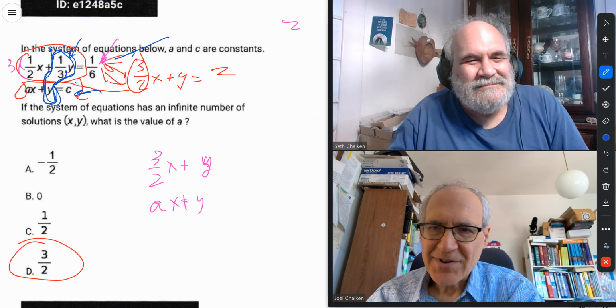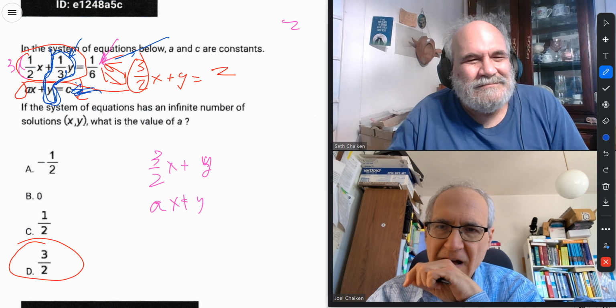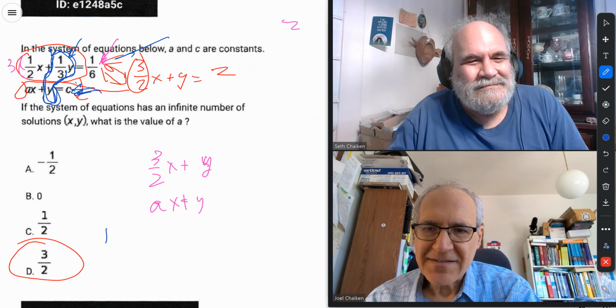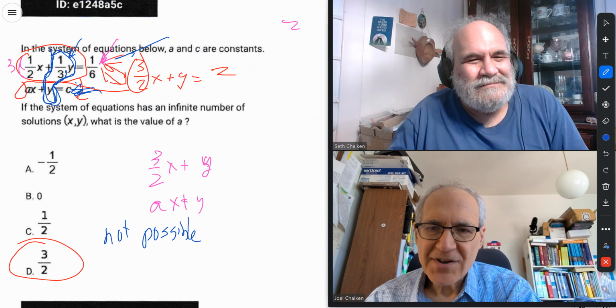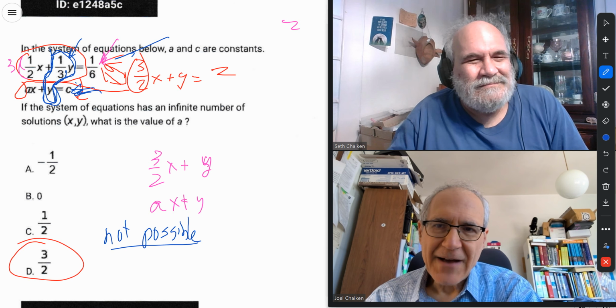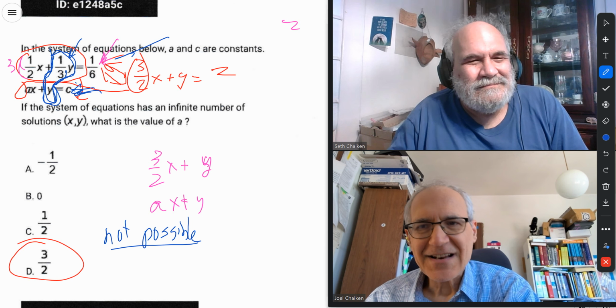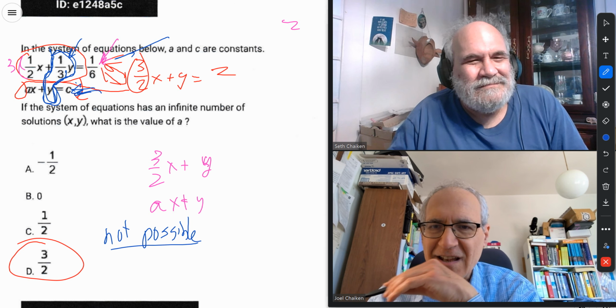And they cleverly put a C in there. It would be interesting if they could have given an answer not possible as one of the choices: it's impossible to find the value of A. That would be the case if C was set up so you get no solutions.